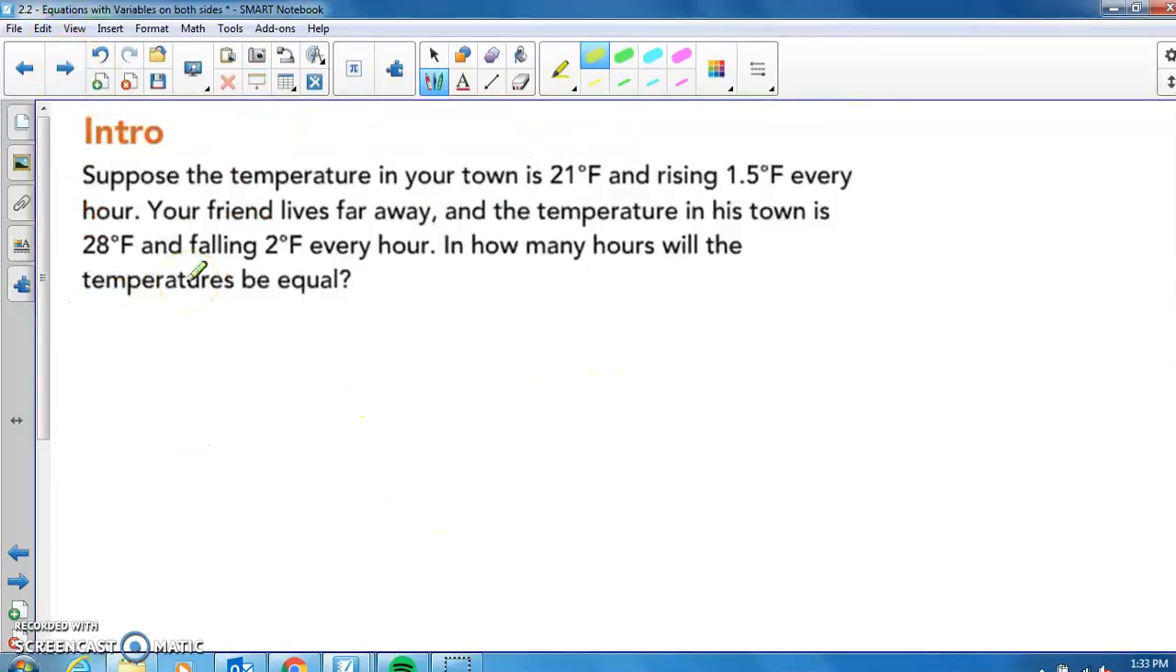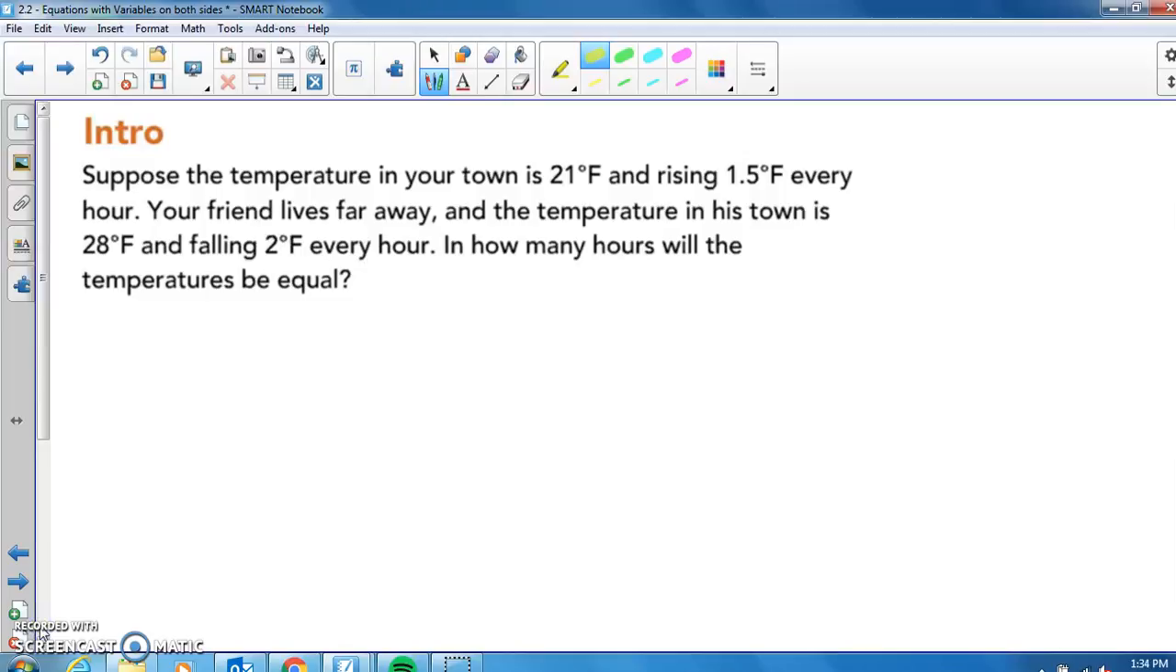All right, word problem this time. Suppose the temperature in your town is 21 degrees Fahrenheit and rising 1.5 degrees Fahrenheit every hour. Your friend lives far away and the temperature in his town is 28 degrees Fahrenheit and falling 2 degrees Fahrenheit every hour. In how many hours will the temperatures be equal? So the first thing we would have to do is obviously create our equation.